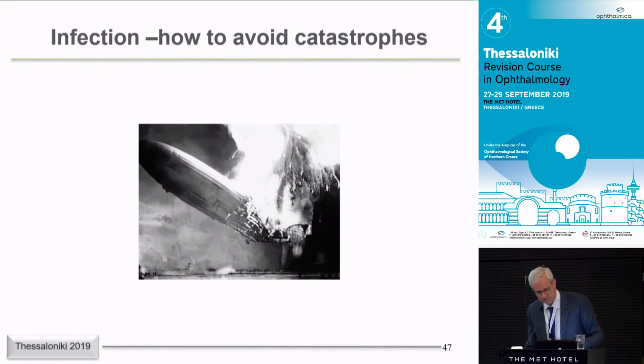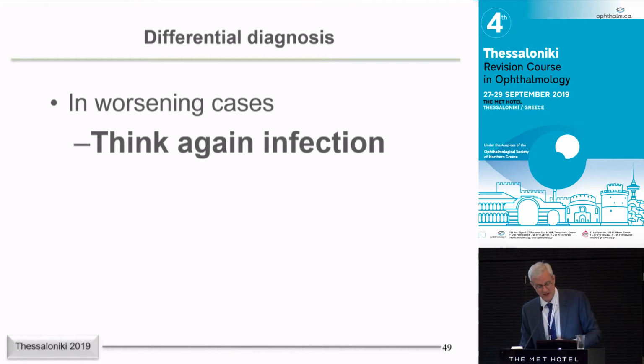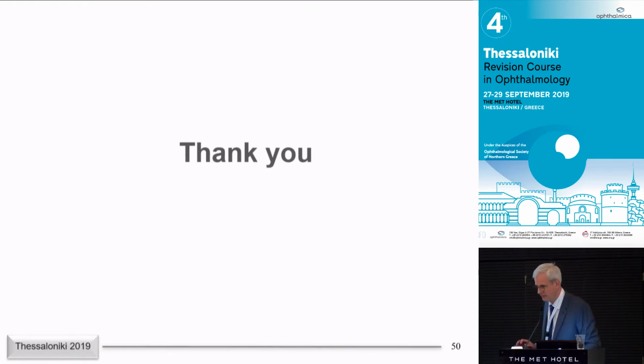So just rounding up, how to avoid catastrophes: think of infection, and keep thinking of infection. Think again of infection, and then probably if everything else is not working, think of masquerade or neoplasia, a primary intraocular lymphoma. And I'm going to call it a day there, but I'll take questions in the lunchtime.